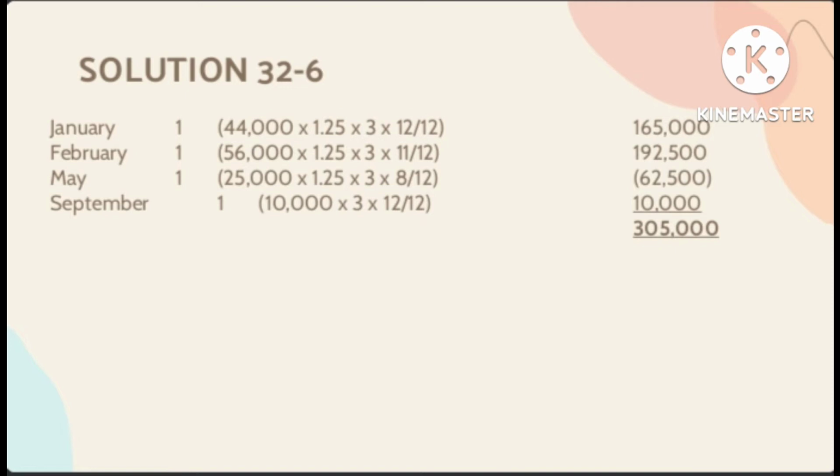305,000. The January 1 balance is adjusted for the 25% share dividend and for the 3-for-1 split. The February 1 issue is adjusted for the 25% share dividend and for the 3-for-1 split. The May 1 treasury shares are adjusted for the 25% share dividend and for the 3-for-1 split. The September 1 resale of treasury shares is adjusted for the 3-for-1 split.